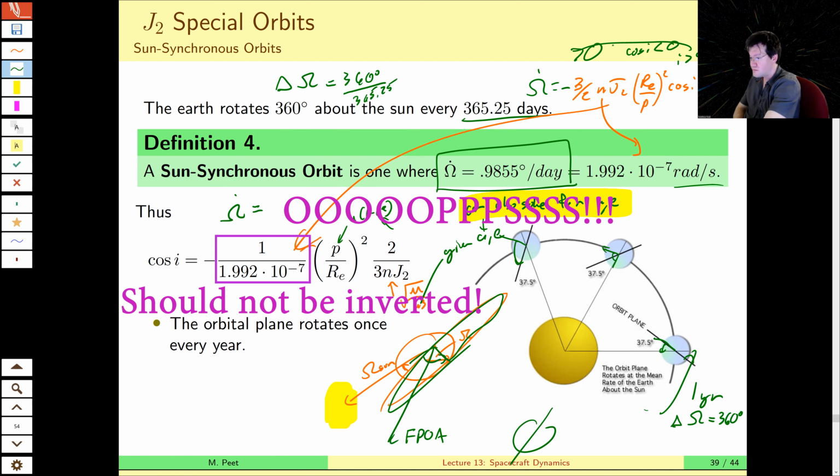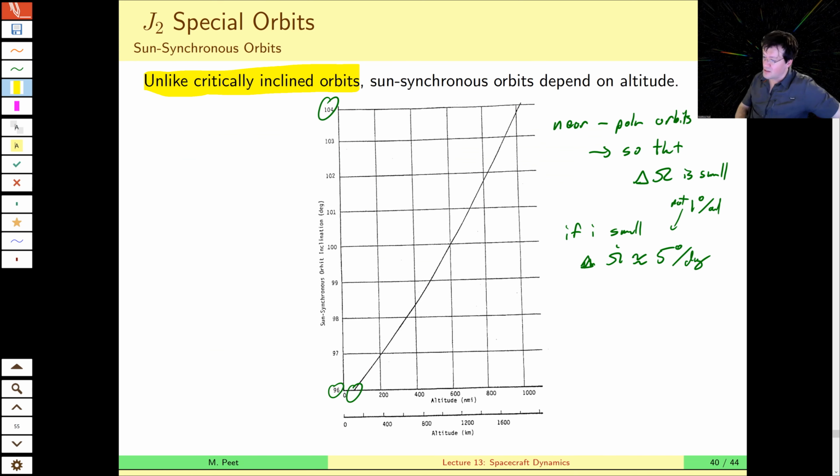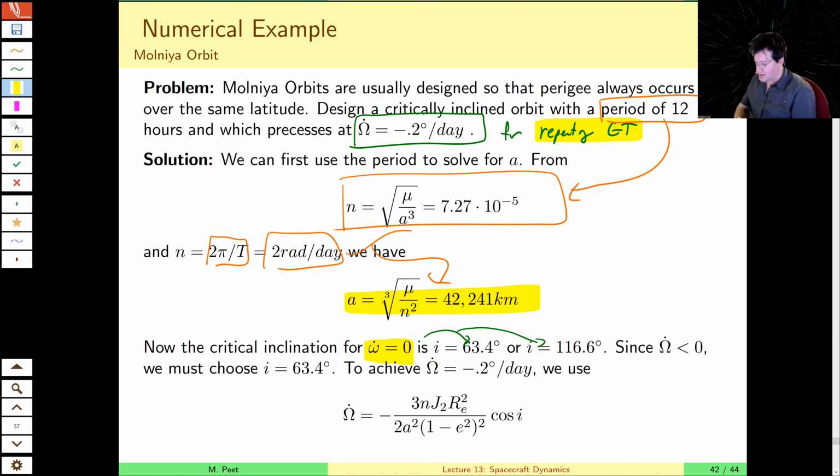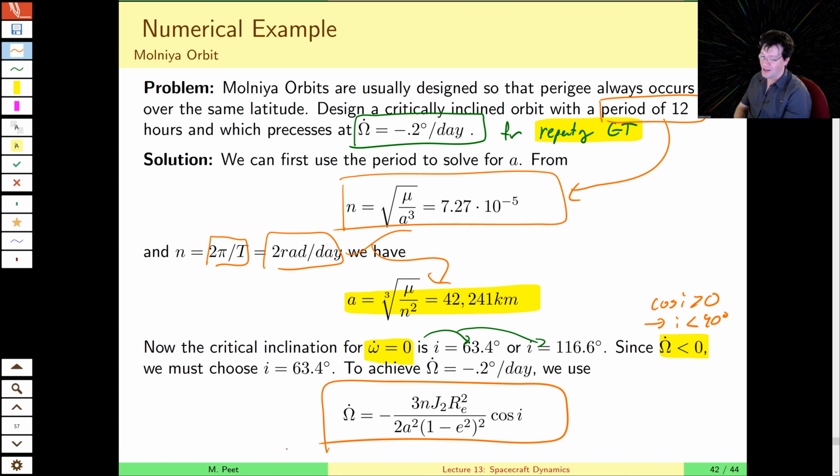Oops. And so if I go back to that slide here, hopefully, that will line up with what I said here. So we want omega dot to be less than 0. So we want cosine I to be greater than 0. So we want I to be less than 90 degrees. Again, I probably should have put the formula. Oh, I did put the formula here. There it is. Yeah. So we want cosine I to be greater than 0. So we want I to be less than 90 degrees.